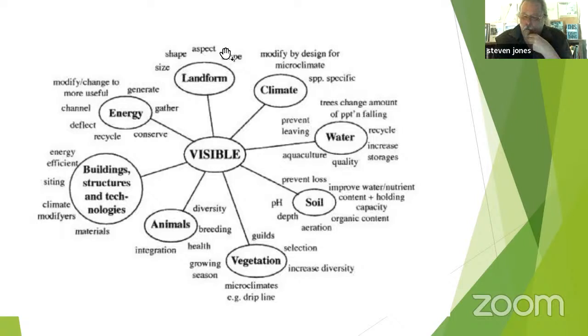What is the land form that we're looking at? These are the visible things that we can measure and see for our science: the size, shape, aspect. Is it sunny? Is it shady? The slope. Can we explore the soils? The shape of that land.